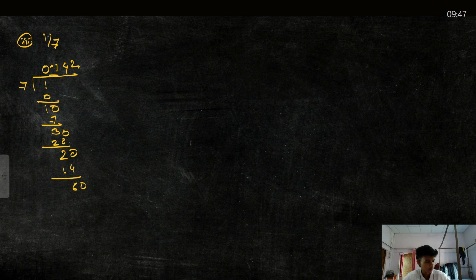Now comes the third example, that is 1 by 7. Again, similarly as we did in example 2, we first put the quotient as 0. So 7 times 0 is 0. Here comes 1, and we give a point, then it becomes 10. 7 ones are 7. The remainder is 3. Again 0. 7 fours are 28. 7 twos are 14. 6. 7 eights are 56. 4.